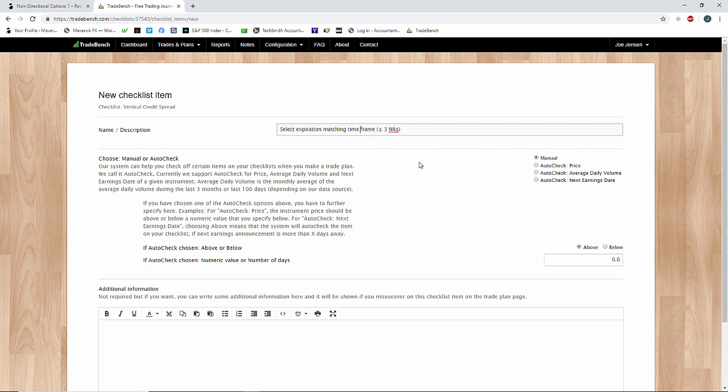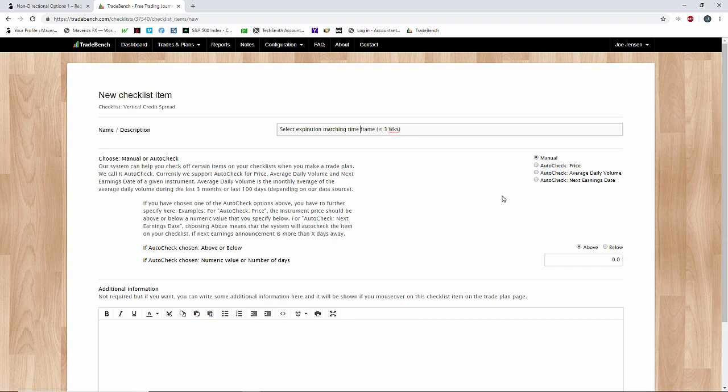Okay, so select expiration matching the time frame. We want to do less than 3 weeks out. So if you're looking for a 10-day credit or a 12-day credit or 3-day credit, we want to stay short, because what ends up happening is if we go over 3 weeks, there might be something a little bit better to do. You might want to move into the diagonal spread at this point, which we're going to learn here moving forward.